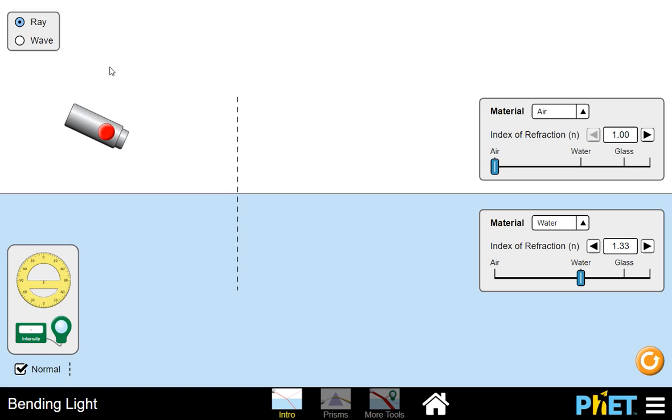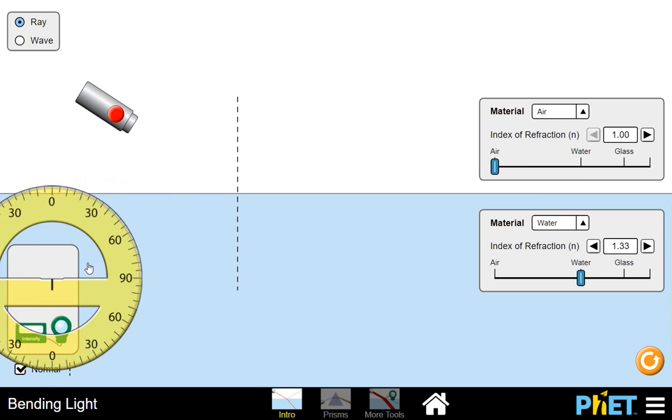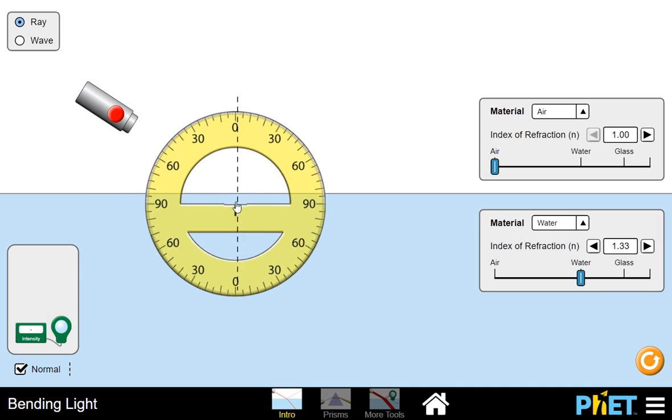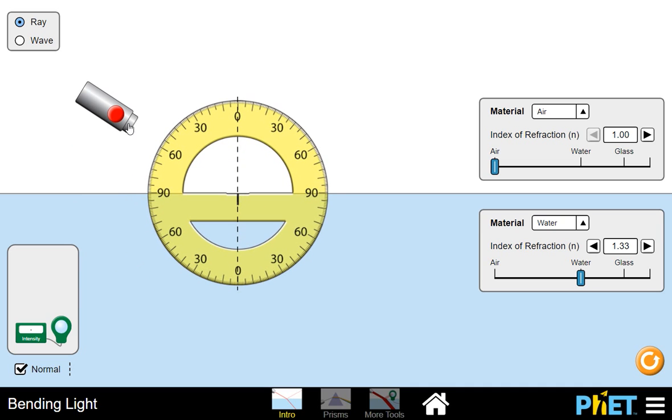All right, and what we have is air. You can change the medium. We will do that later. And here we have water. Now let's take a look here. You are allowed to select your protractor. I'll just place it here. Here we go. Now let's switch the laser on.